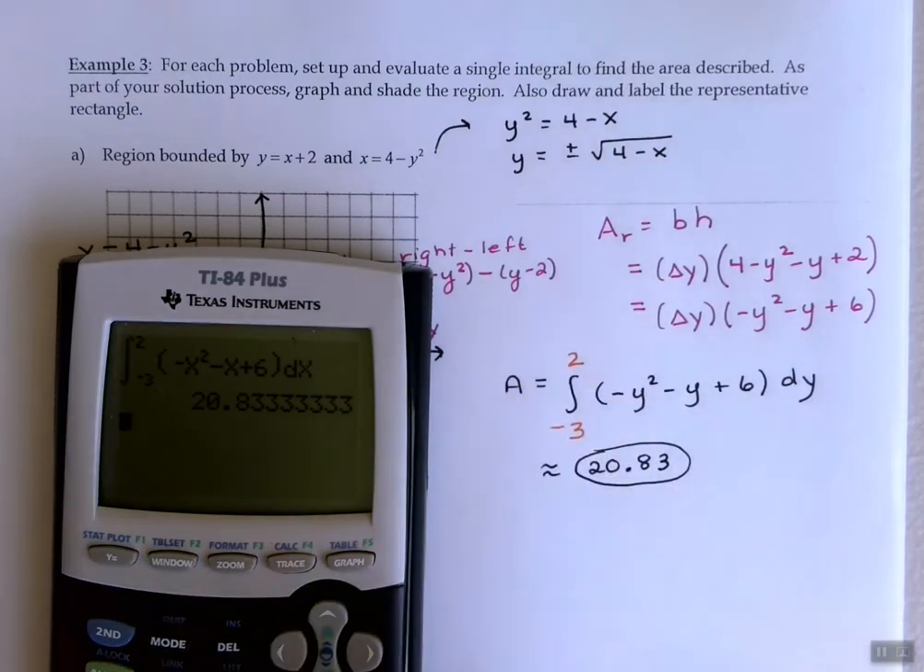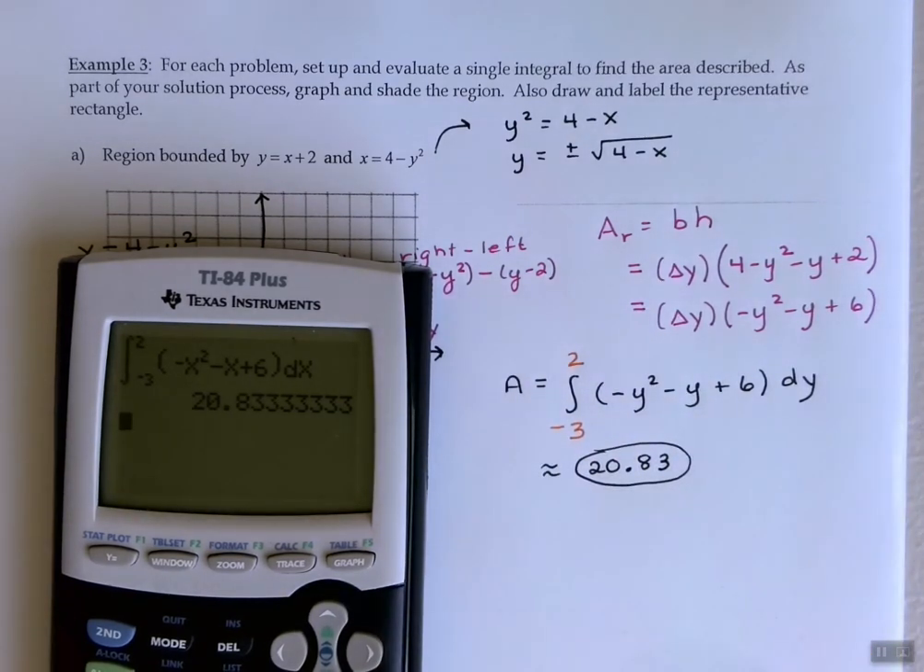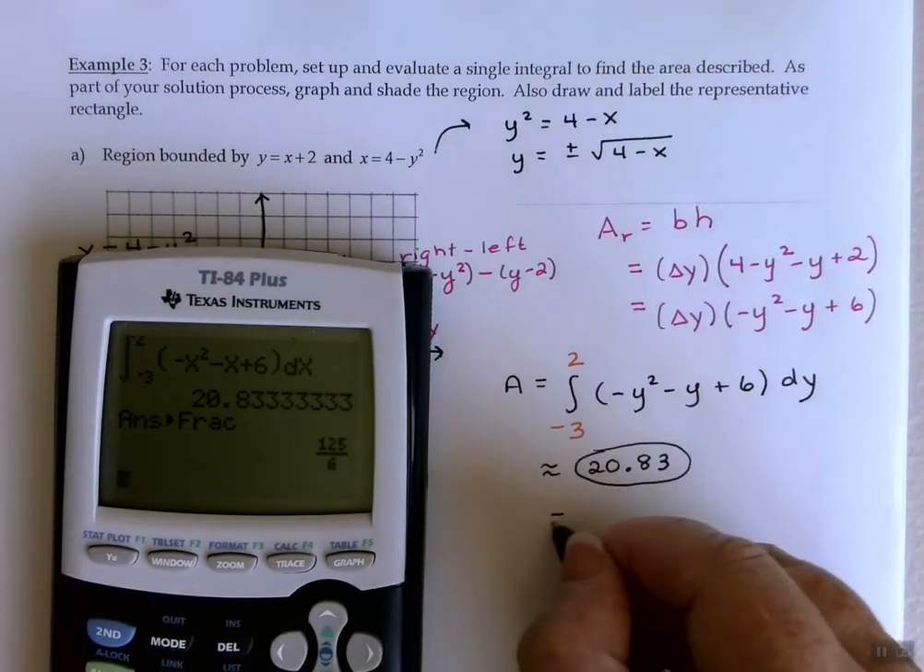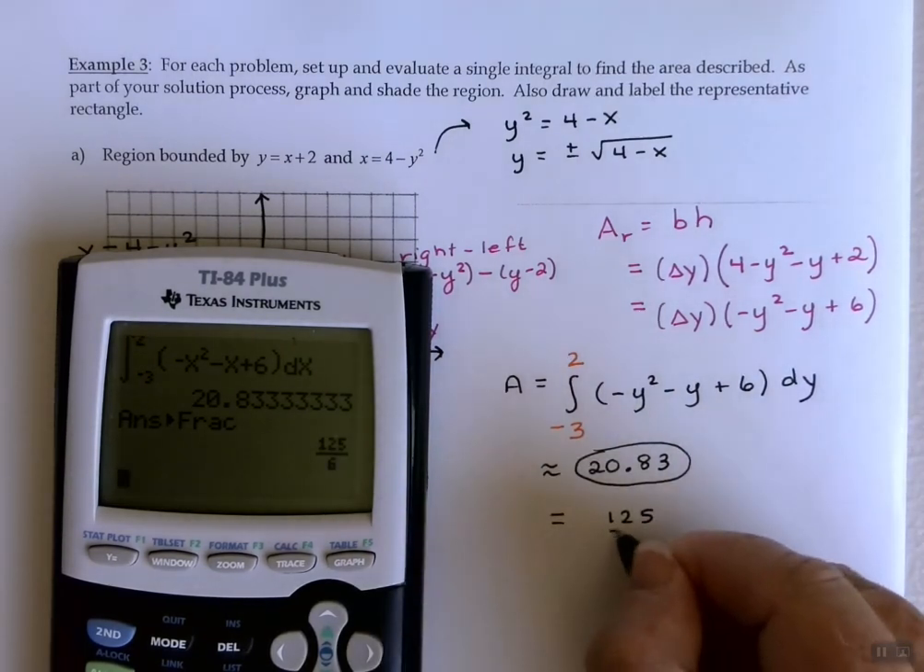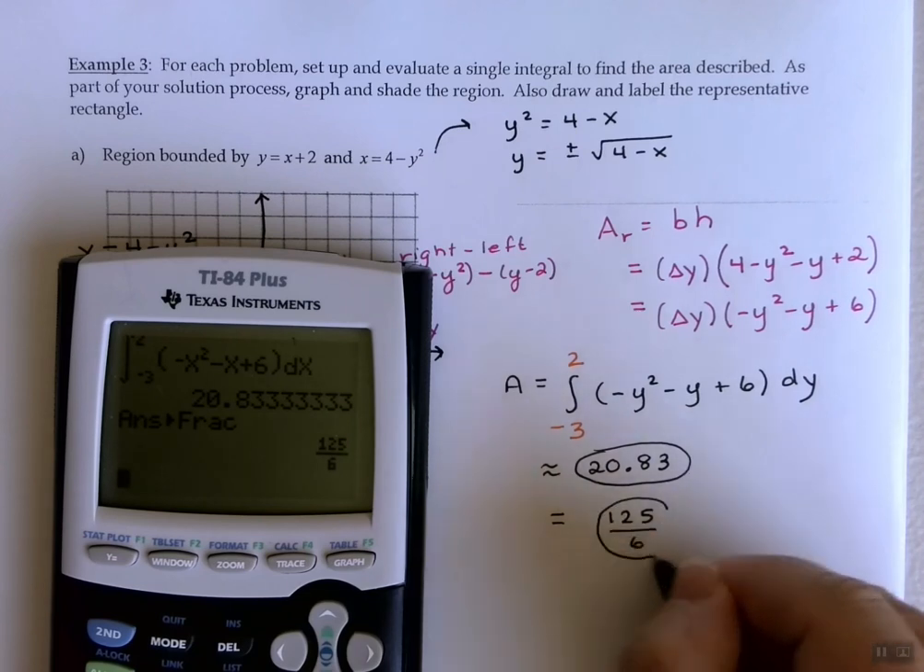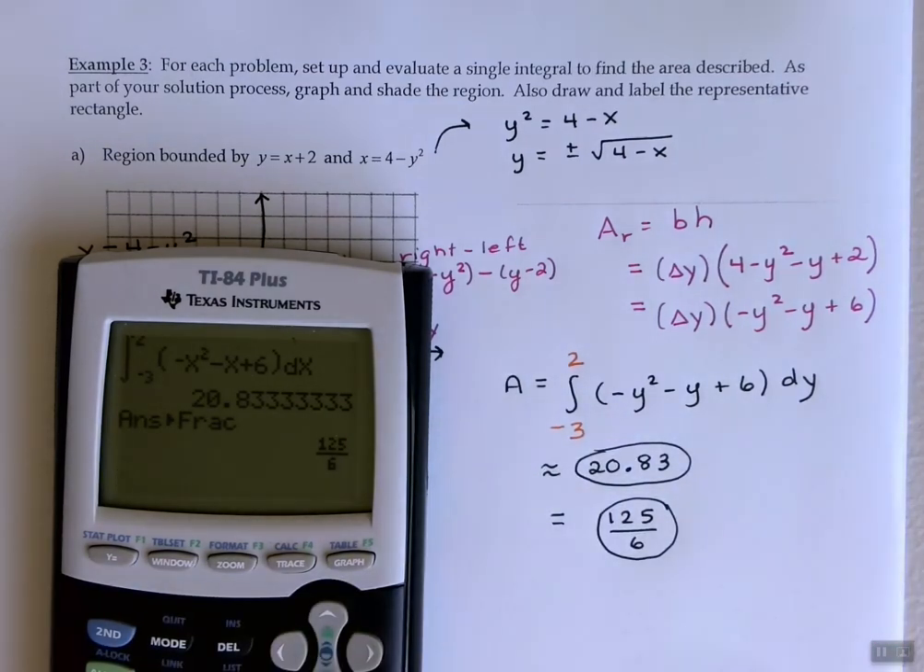By the way, when you have a pretty obvious repeating decimal like that, remember that your calculator can give you an exact answer as a fraction. This is exactly equal to 125 over 6. Especially when you do problems in the book, they often give exact answers, so that's just a useful little hint to know.